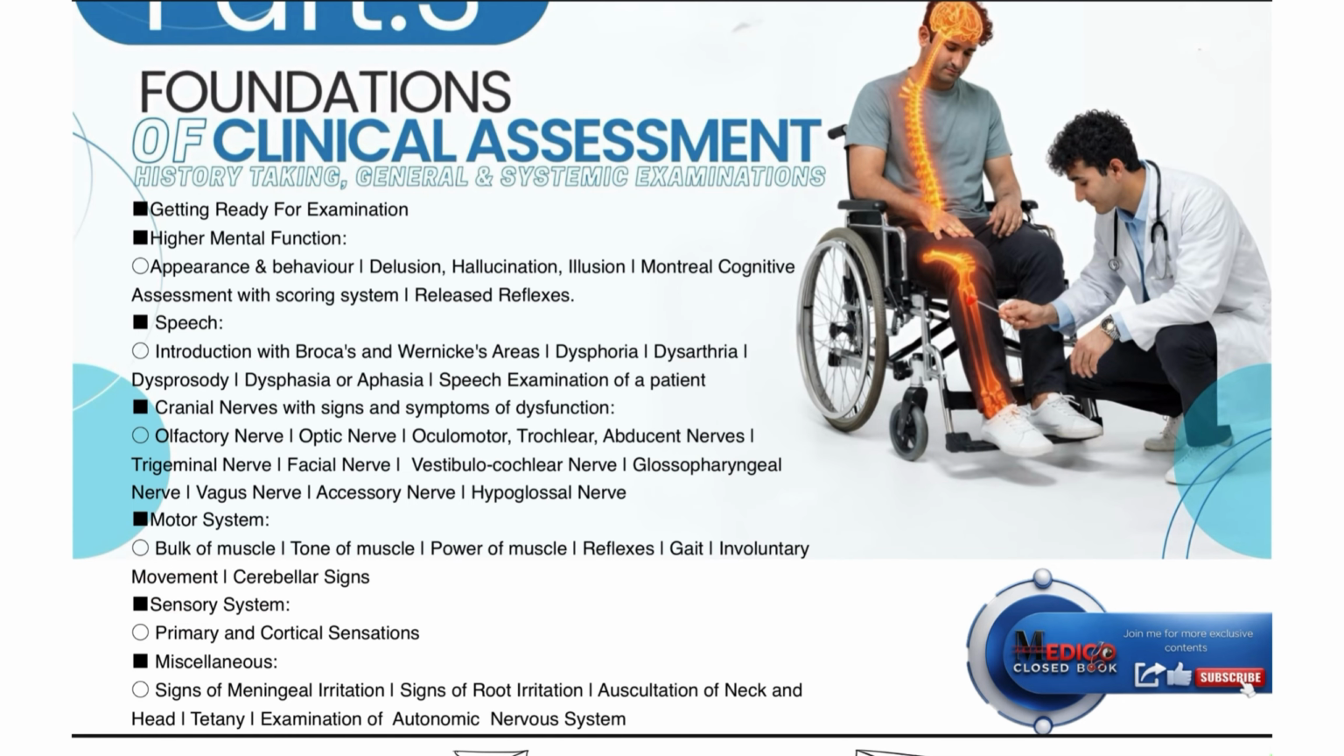Then we perform the examination of sensory system. Underneath, we will try to examine primary and cortical sensations, and then there are some other miscellaneous tests like signs of meningeal irritation in a patient having meningitis, or signs of root irritation in patient having sciatica, auscultating neck and head to find out bruit due to stenosis of common carotid arteries, and then examination of autonomic nervous system.